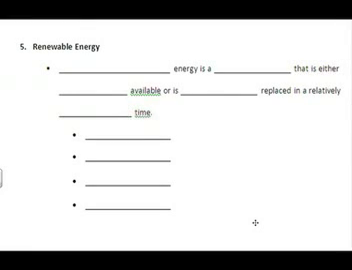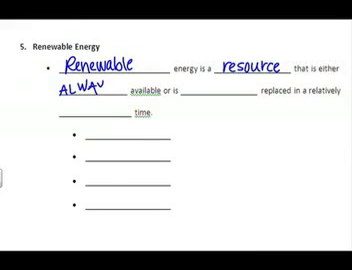Look at renewable energy today. And renewable energy is a resource that is either always available or is naturally replaced in a relatively short amount of time. So it doesn't take millions and millions of years for these renewable energies to be replenished.